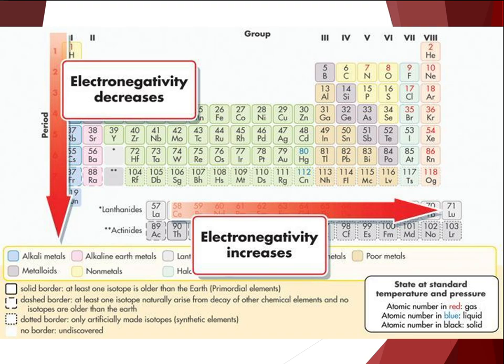Moving from left to right within a period, however, the atoms gain electrons and protons, but no new energy levels are added. Therefore, as you move from left to right, the outermost electrons are added to the same energy level. The added protons in the nucleus cause a greater positive charge, which pulls on the electrons. This increasing positive pull makes the elements more electronegative.